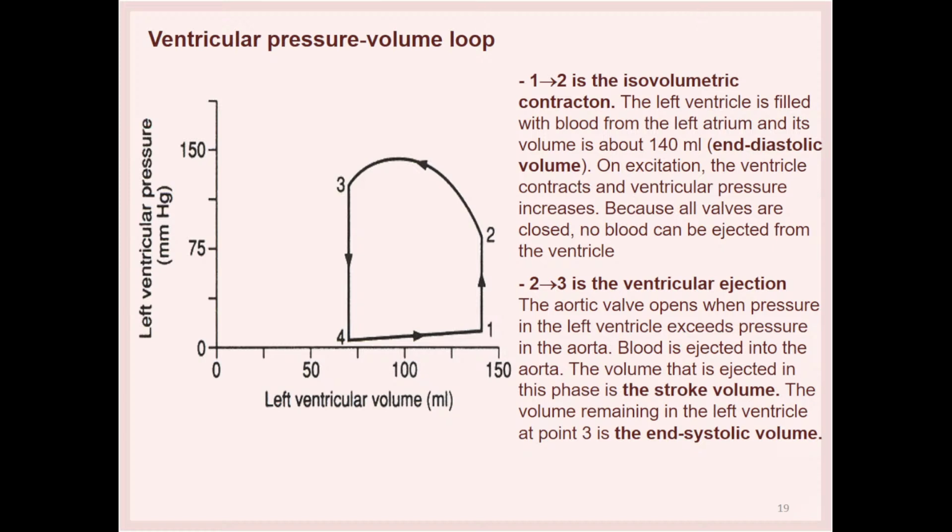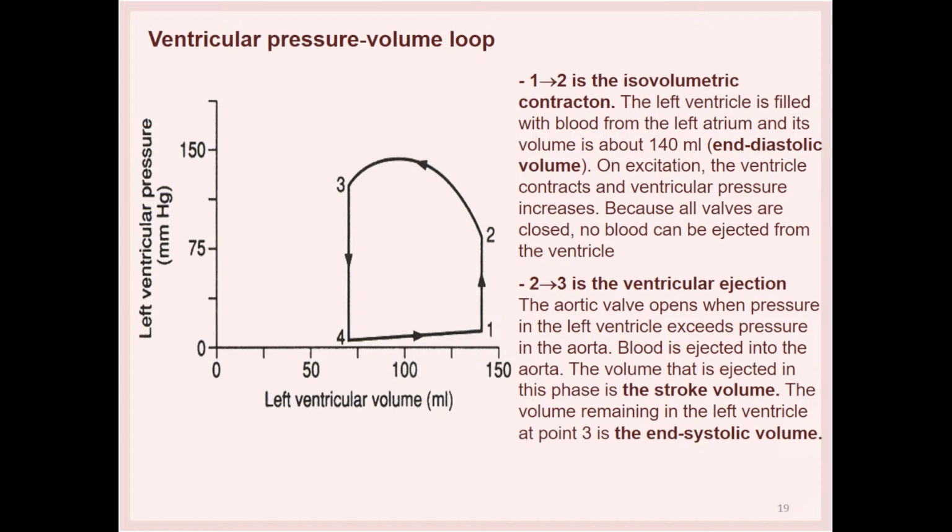Then let's go from 2 to 3 following the arrow. What is this? The aortic valve opens at point 2 when pressure in the left ventricle exceeds pressure in the aorta. Blood is ejected into the aorta and ventricular volume decreases. The volume that is ejected in this phase is the stroke volume. The left ventricle continues to contract, and this is the reason to eject the stroke volume into the aorta.